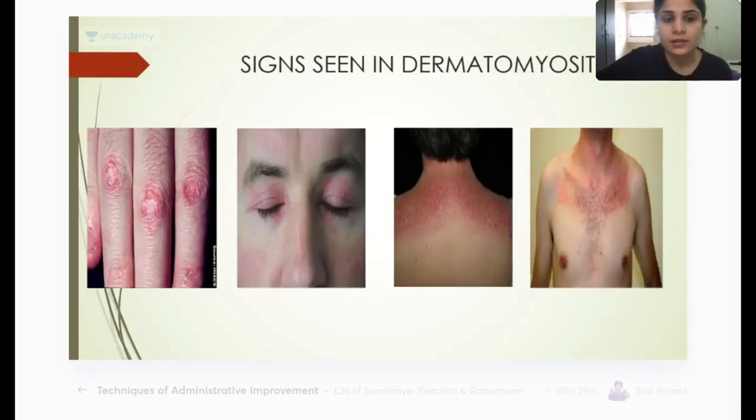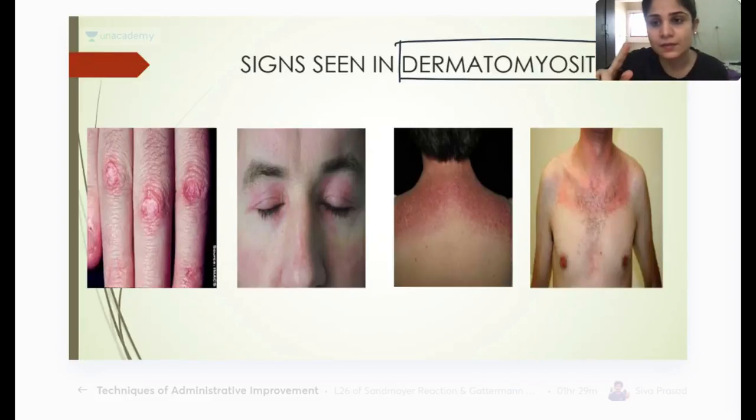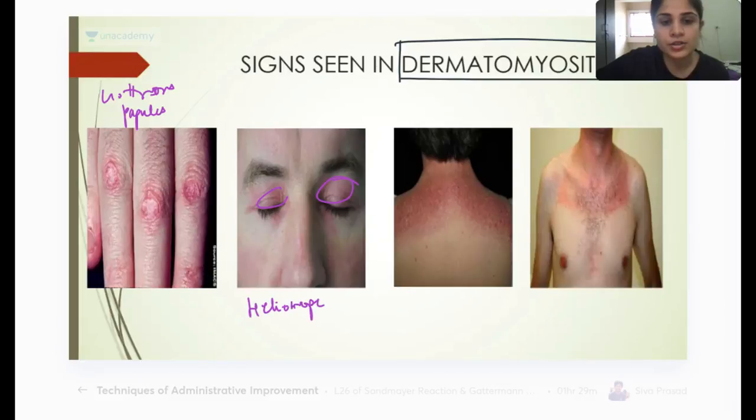Next one. This is dermatomyositis. This also has been asked many times in your exam. Purplish lesions. Again, it is a connective tissue disorder. The specific thing about dermatomyositis is the presence of purplish lesions in different parts of the body. If these purplish lesions are present on the knuckles, what do you call it? Gottron's papules. Very good. If they are present on the eyelid, what do you call it? Can you see over here on the eyelid you have these purplish lesions? This is called heliotrope rash.